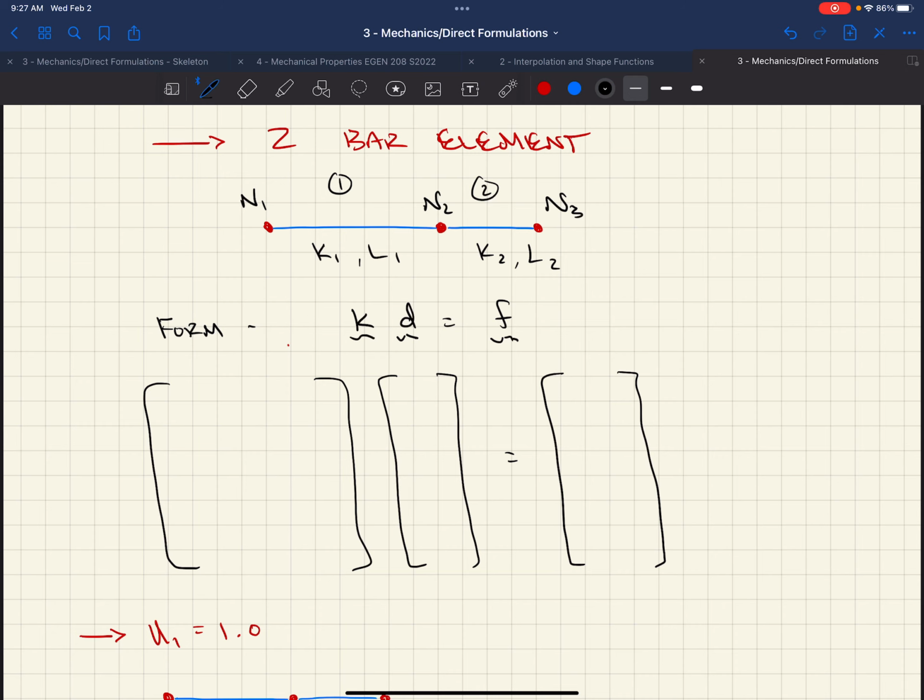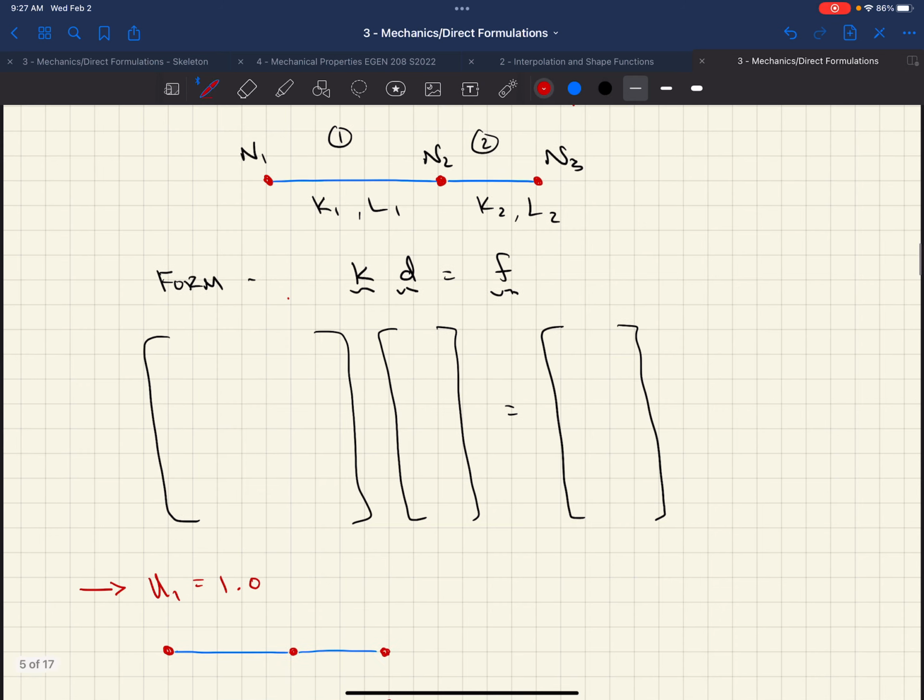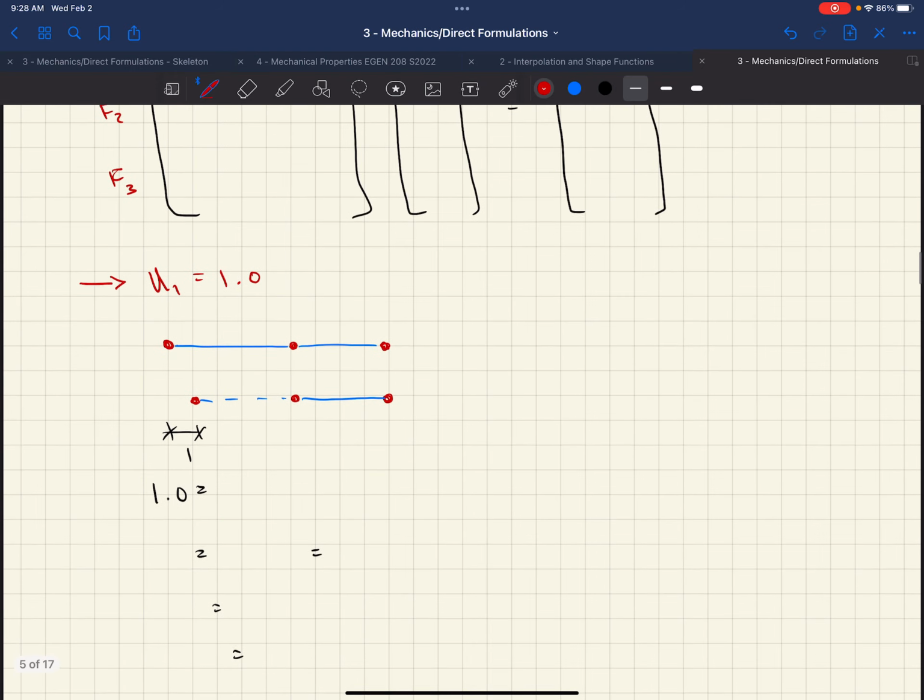Little d, little f. And we know that each one of our columns is a vector of forces, right? F1, F2, F3, or forces at our degrees of freedom that give a unit displacement of our degree of freedom, right? And 0 everywhere else. So we go through the same exercise, right?